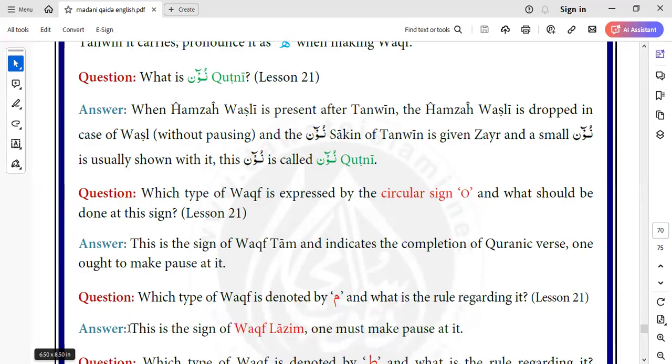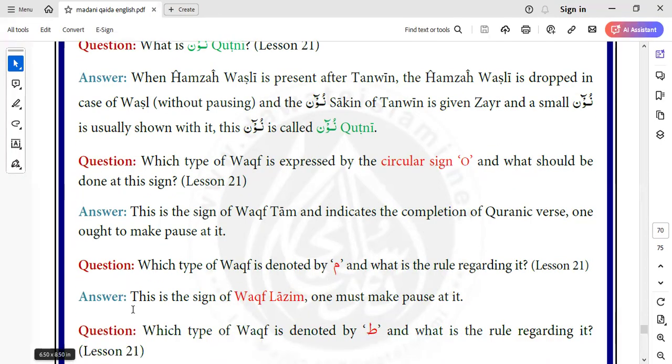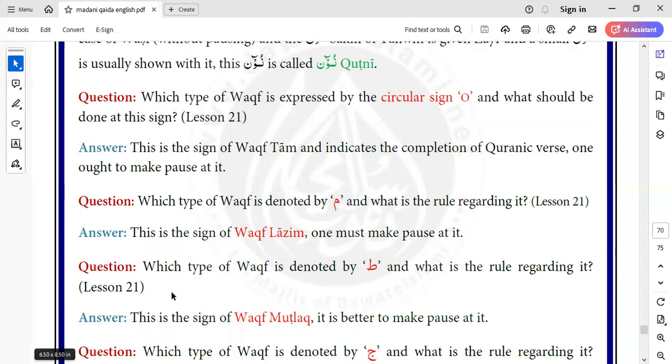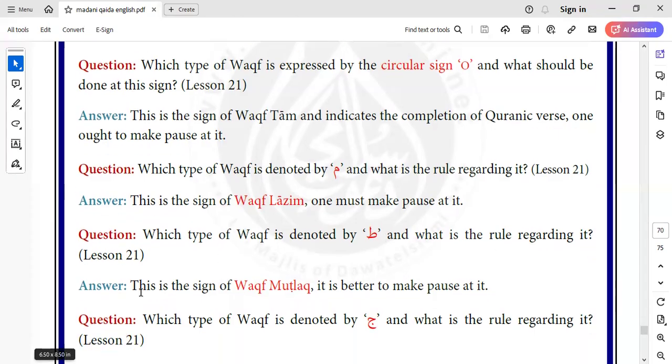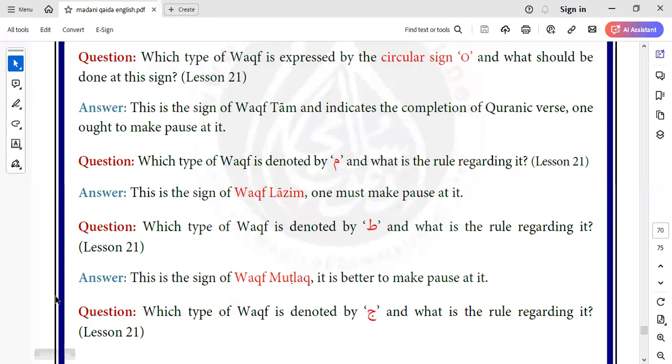Question. Which type of Waqf is denoted by Meem, and what is the rule regarding it? Answer. This is the sign of Waqf Lazim. One must make a pause at it. Question. Which type of Waqf is denoted by Ta, and what is the rule regarding it? Answer. This is the sign of Waqf Mutlaq. It is better to make a pause at it.